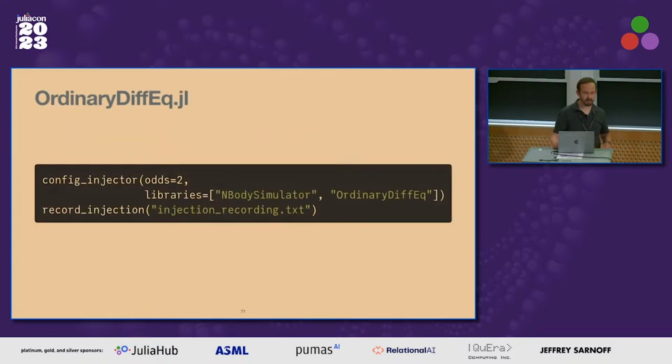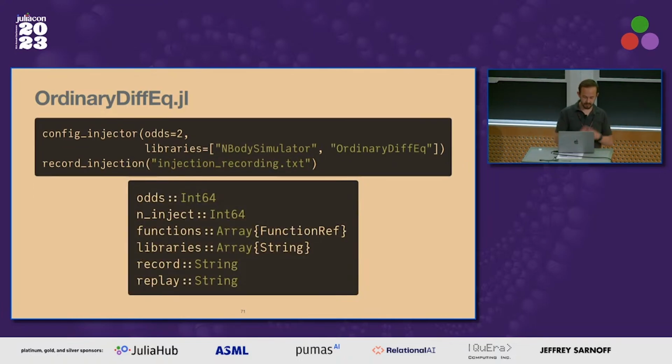So here's how we configure our fuzzer. Every time you do a floating point operation, you roll a two-sided die, also known as a coin. And if you crit fail, you inject a NAN. But we only do this inside of the N-Body Simulator or ordinary diffeq libraries. I don't really want to fuzz the standard library. I'm not interested in that right now. And then we save that fuzzing run to an injection file.